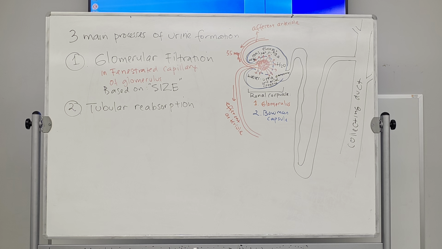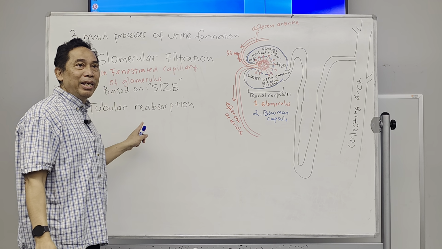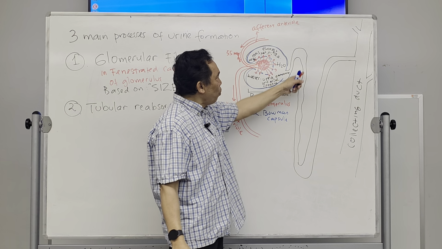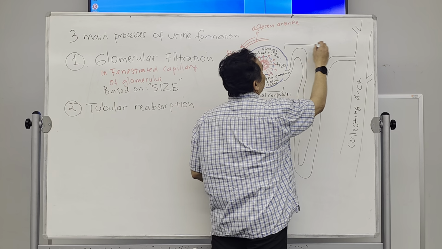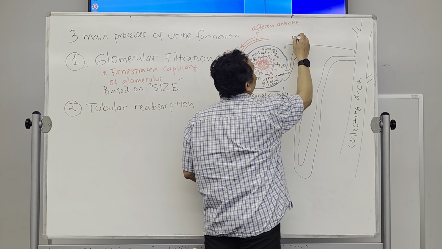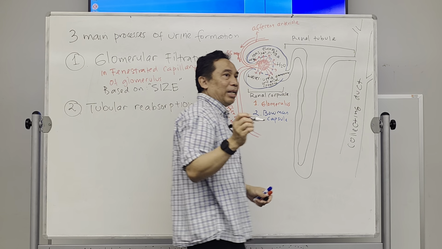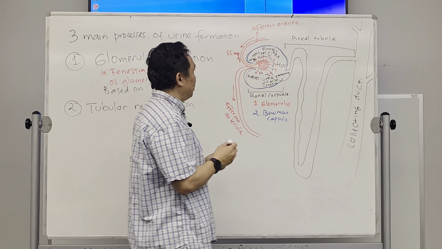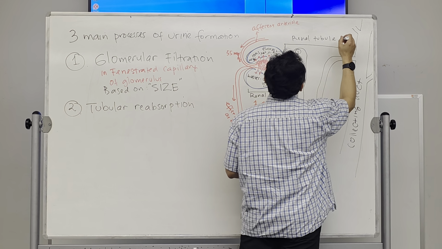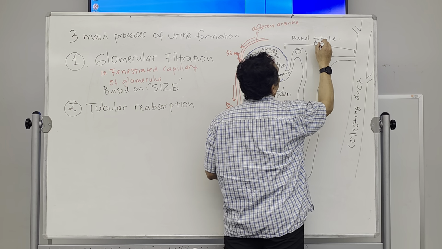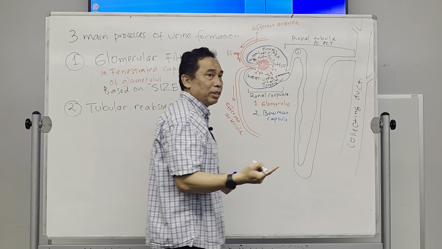From the name, you should be able to guess that this will be happening within this tube. The renal tube. Again, the renal tubule consists of three parts. The first part over here is the PCT, proximal convoluted tubule.